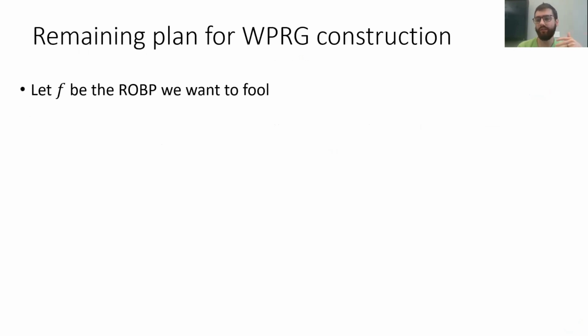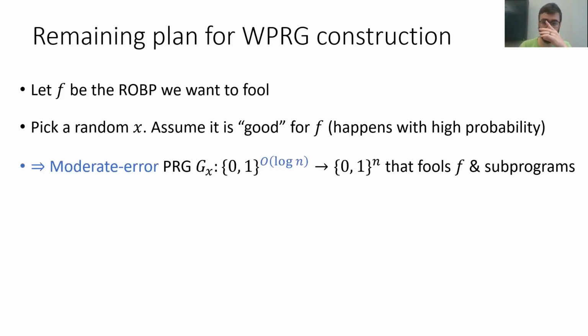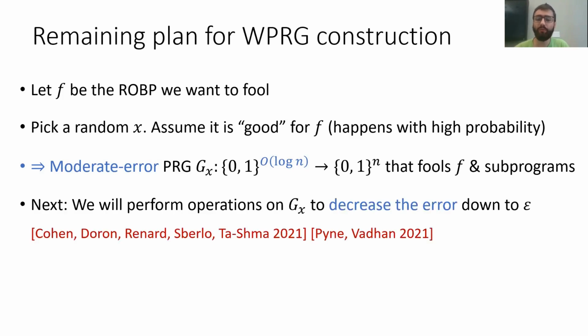Okay, so where we're at so far is that we have this branching program f that we'd like to fool, and we can pick a random x to sample a generator in the family, and with very high probability, we'll get a generator that works for that particular branching program, right? We have this moderate error pseudorandom generator G sub x, which has seed length log n, which is great, and it fools f and all of its subprograms with this moderate error, inverse polynomial in n. And what we'd like to do next is perform certain operations on this generator G sub x to decrease the error, down from inverse polynomial all the way down to epsilon.